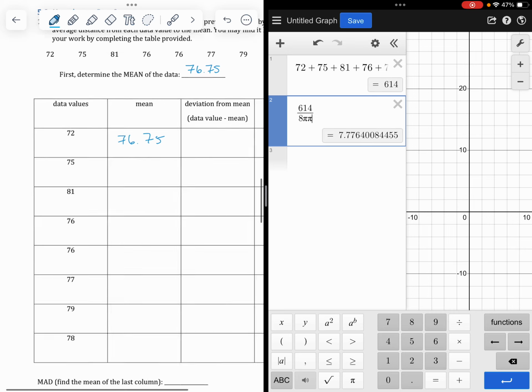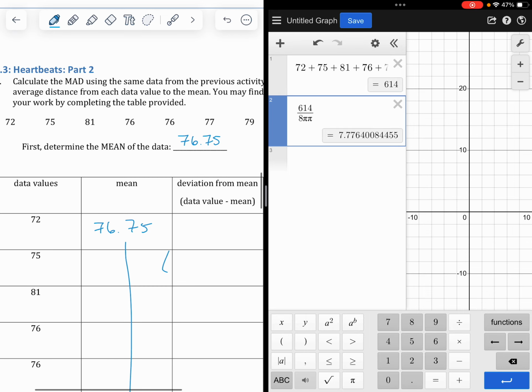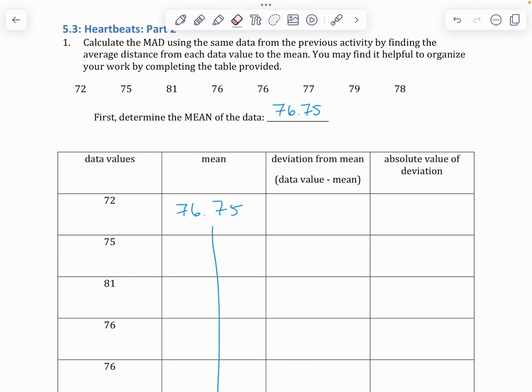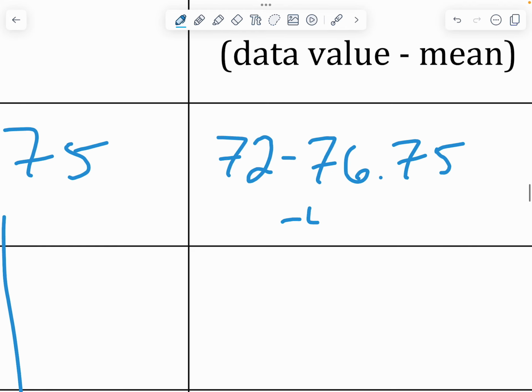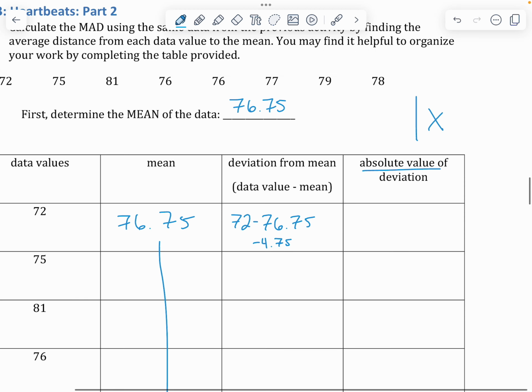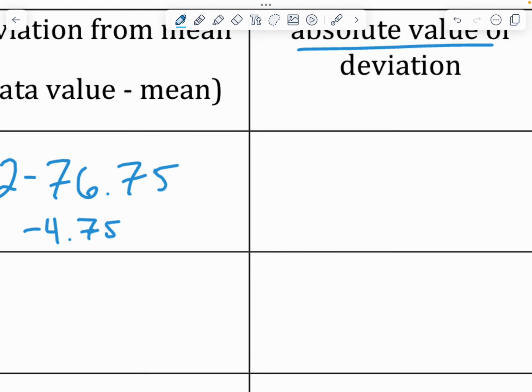Now, I would fill this whole chart out, but I'm just going to copy this down and draw an arrow, because the average for the whole data is going to be the same. So now I'm just subtracting. In this case, I want to subtract 72, the data value, minus 76.75. And that is going to give me a negative 4.75, which again, you could easily use your calculator for. So the absolute value of any number, if you recall, is just the positive version of that number. Since this is negative 4.75, we're just going to list it as 4.75.